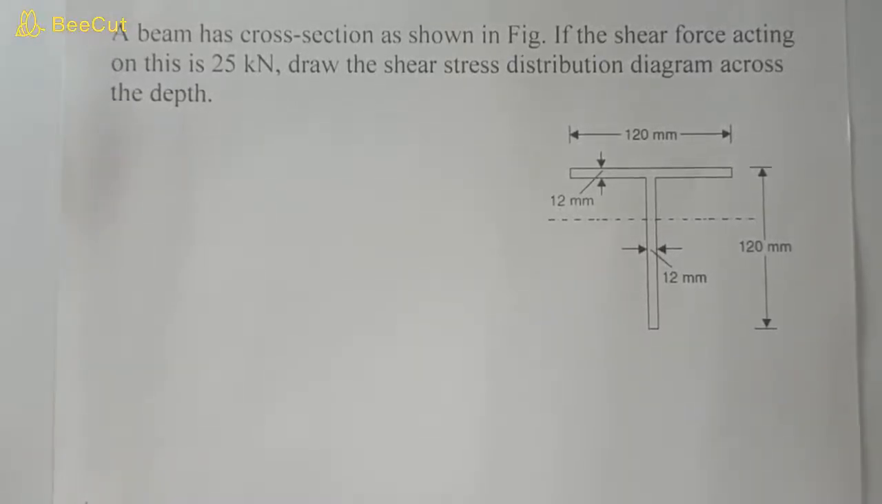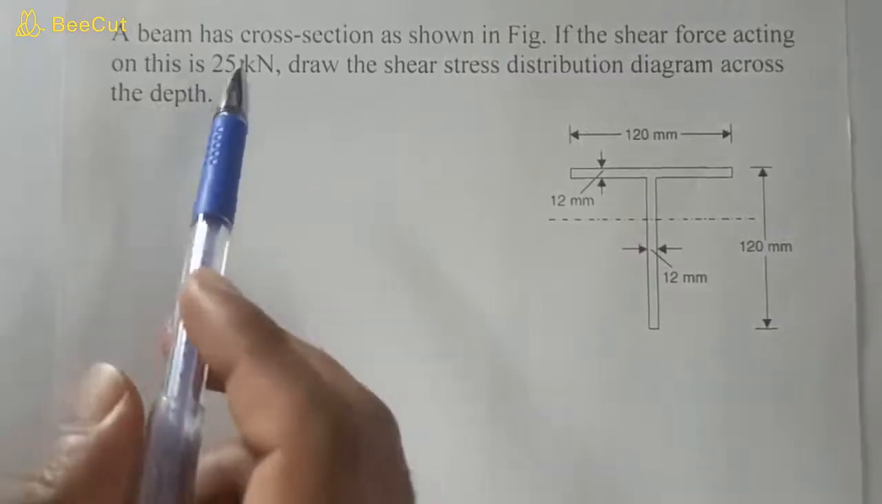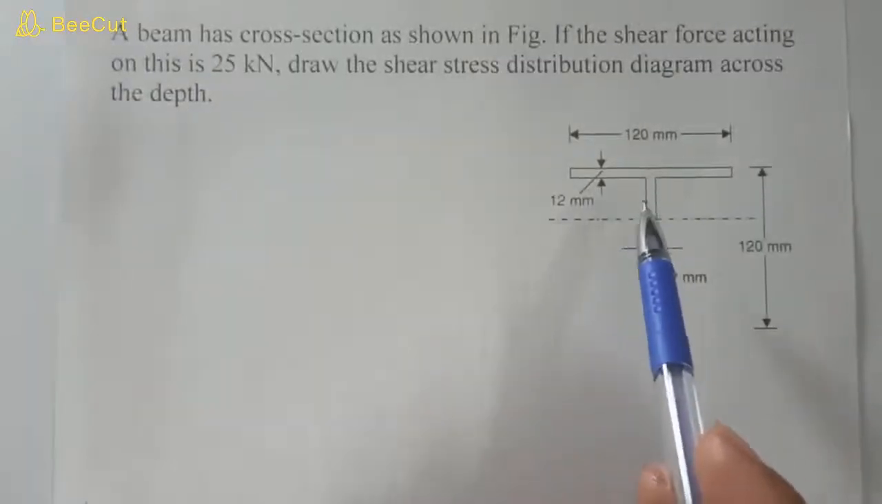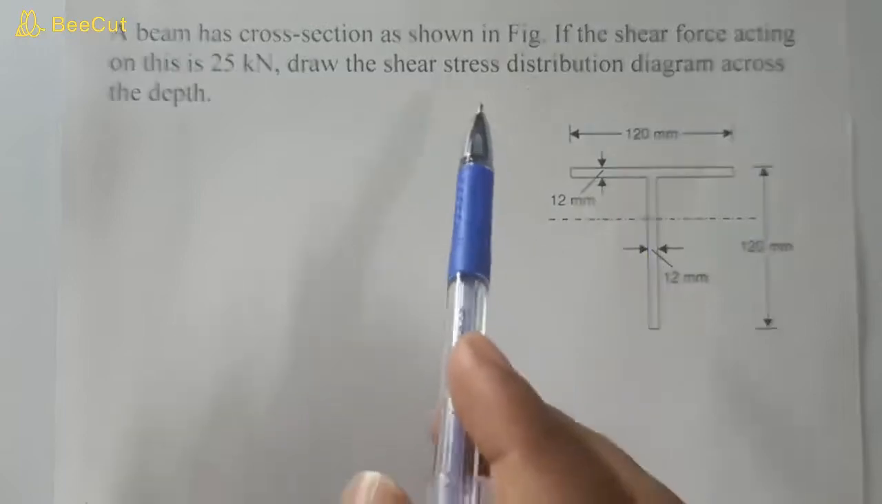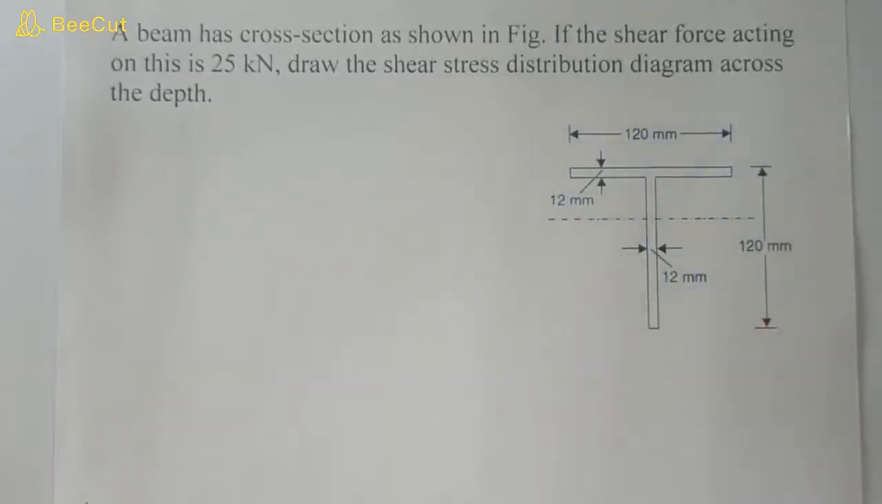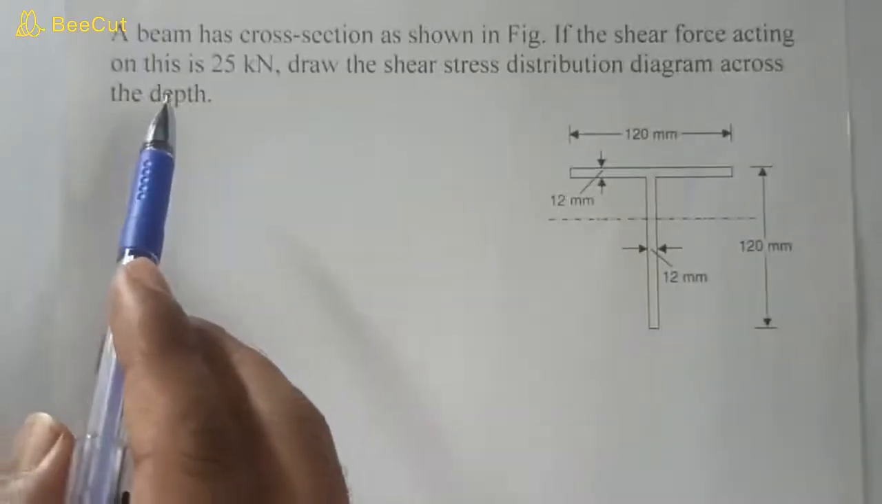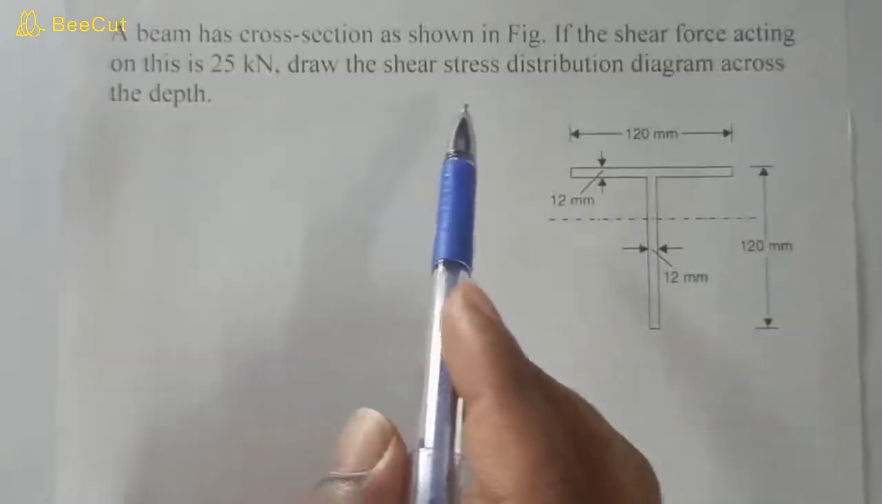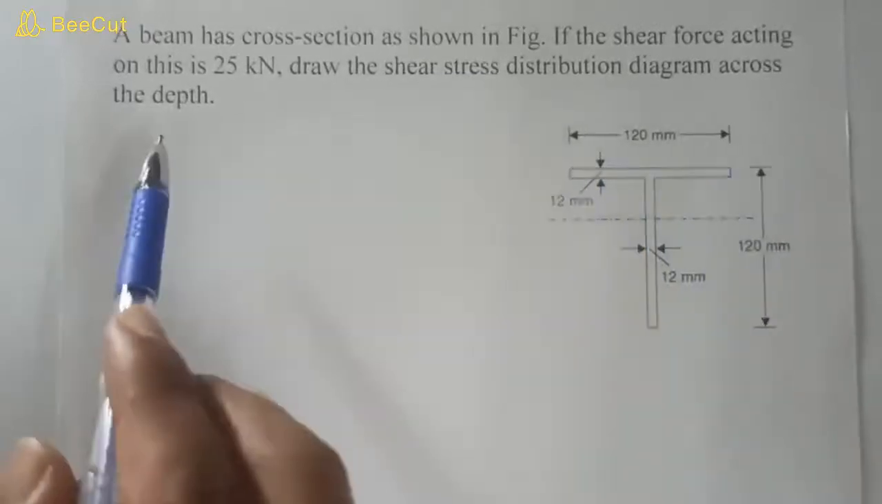So in today's video we have to solve this question. A beam has a cross section as shown in figure. This is a T cross section which is symmetrical about the y-axis only, not about the x-axis. If the shear force acting on this is 25 kN, draw the shear stress distribution diagram across the depth.